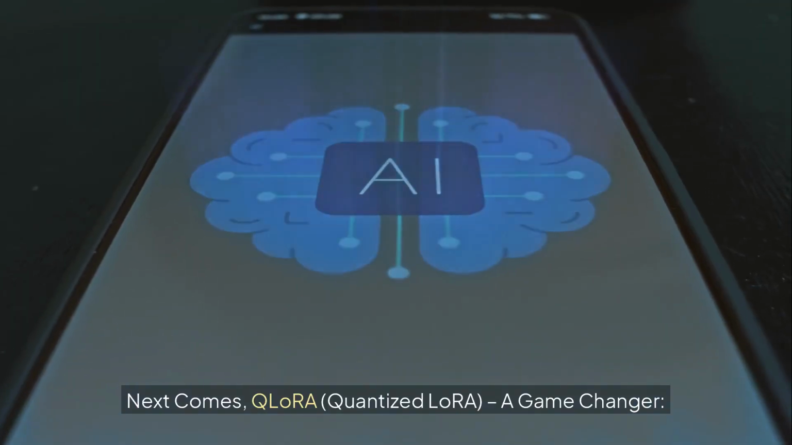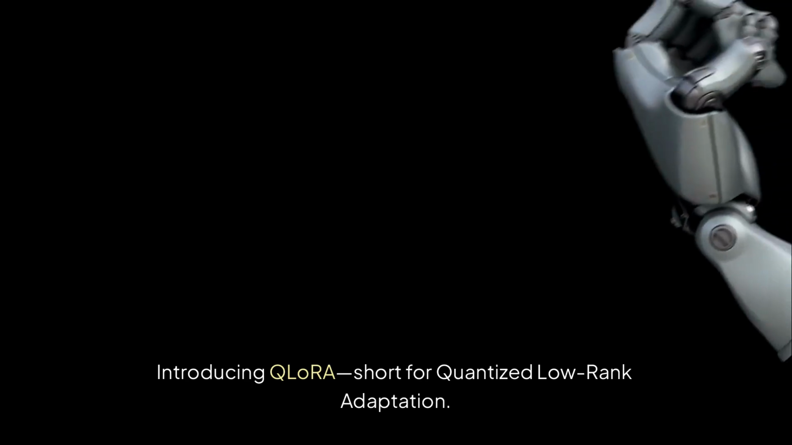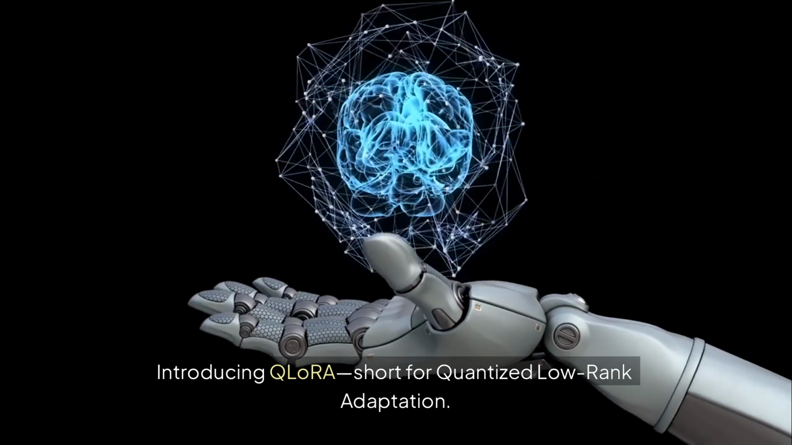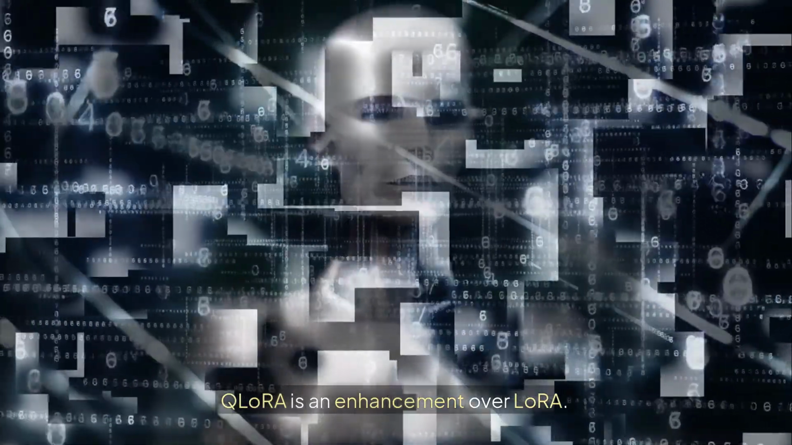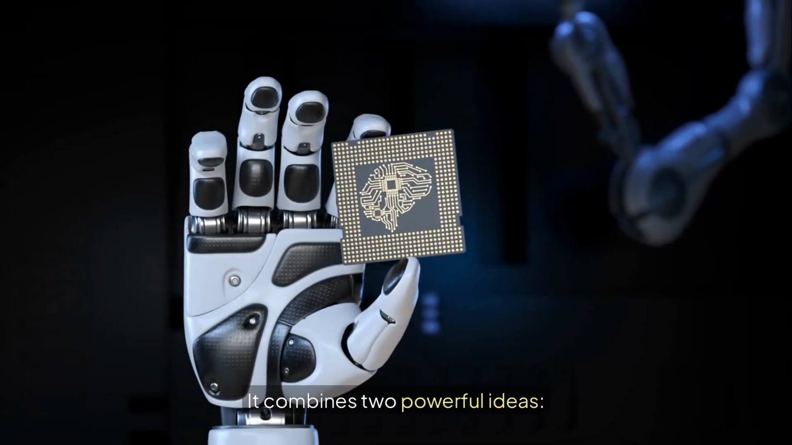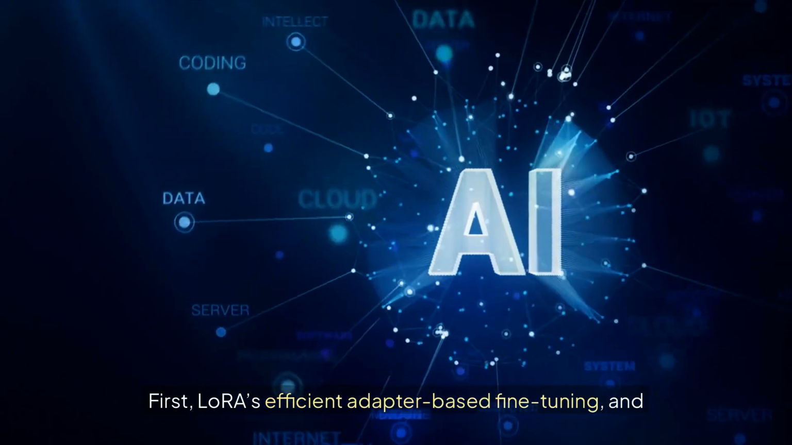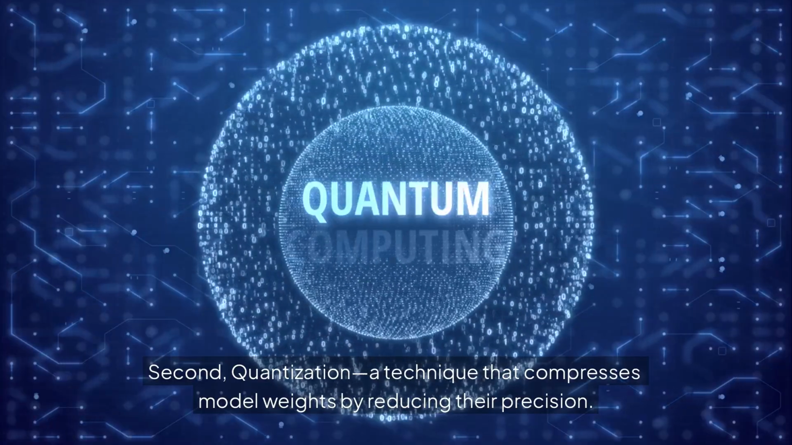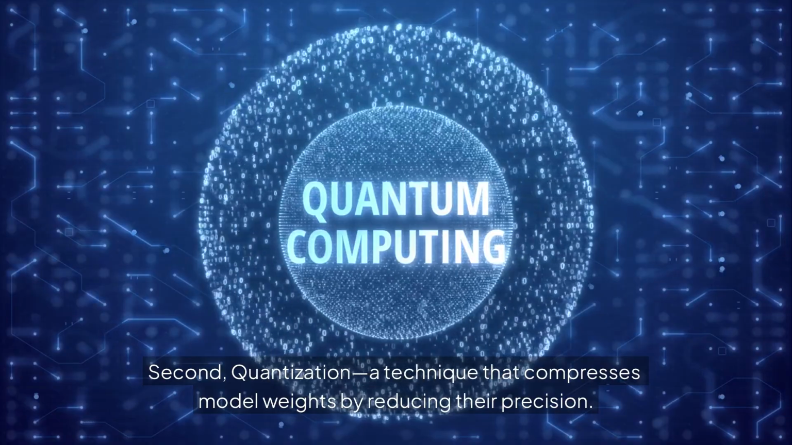Next comes QLoRA, Quantized LoRA, a game-changer. Introducing QLoRA, short for Quantized Low-Rank Adaptation. QLoRA is an enhancement over LoRA. It combines two powerful ideas. First, LoRA's efficient adapter-based fine-tuning, and second, quantization, a technique that compresses model weights by reducing their precision.